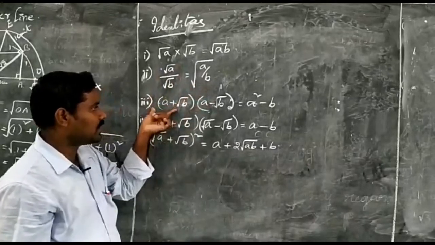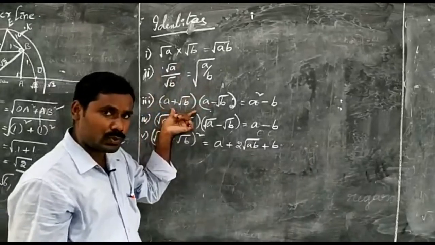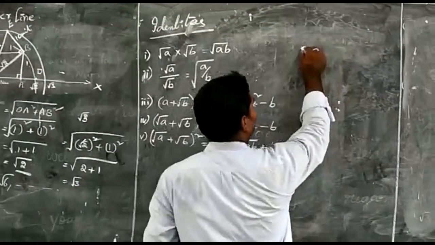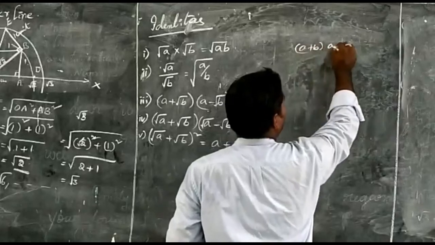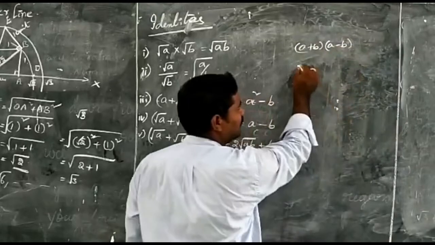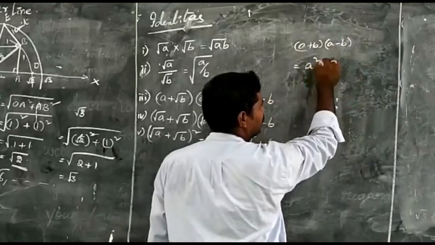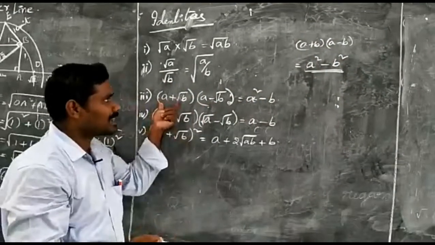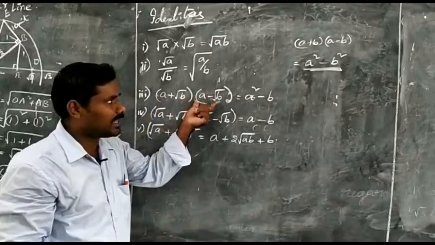And we are going to the third one: (a plus root b) into (a minus root b). We know one formula in algebra: (a plus b) into (a minus b) is equal to, we know already, what is this? a square minus b square. Very good.